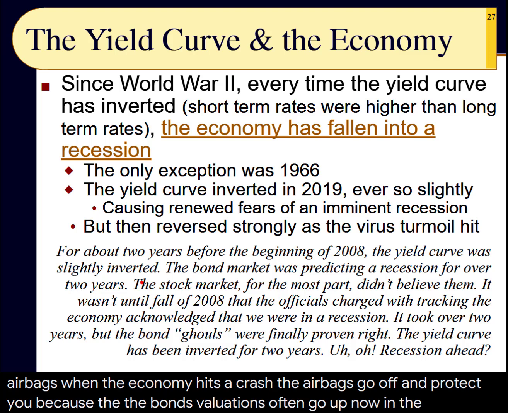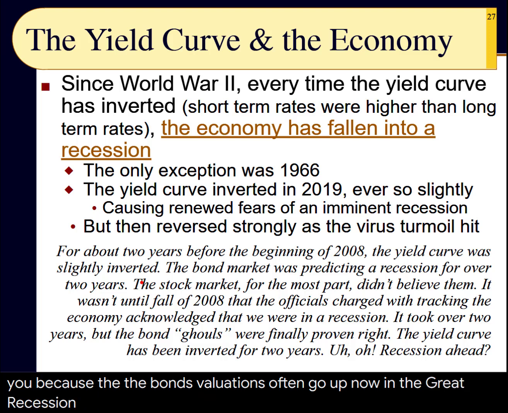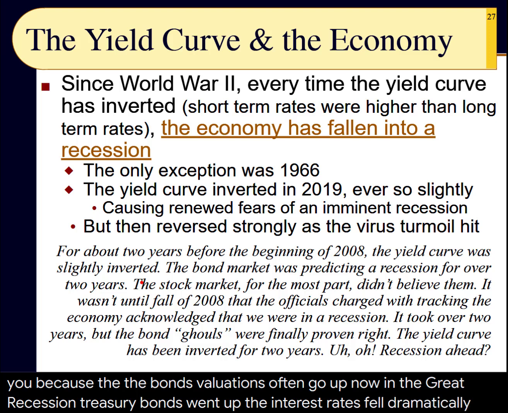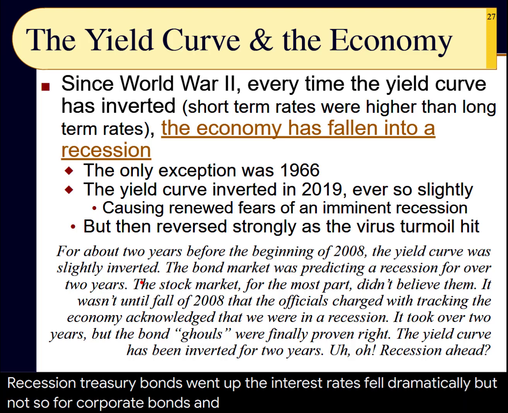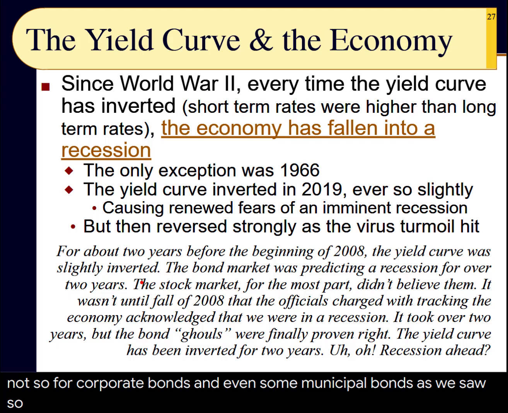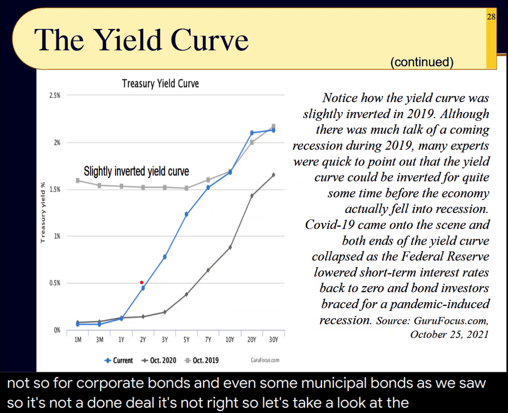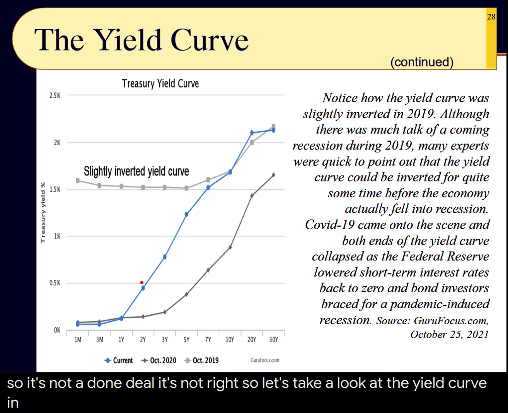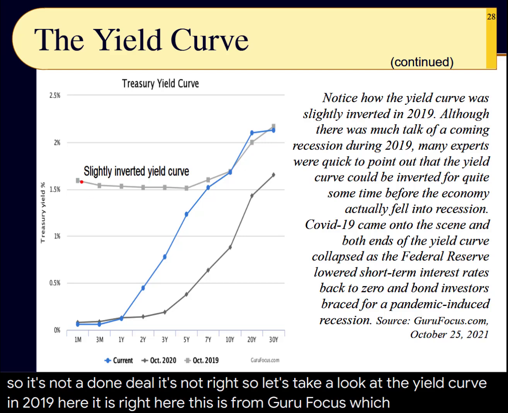Now, in the Great Recession, Treasury bonds went up. The interest rates fell dramatically, but not so for corporate bonds and even some municipal bonds, as we saw. So it's not a done deal. It's not, right? So let's take a look at the yield curve in 2019. Here it is right here. This is from Guru Focus, which is actually a pretty cool website. Check it out.